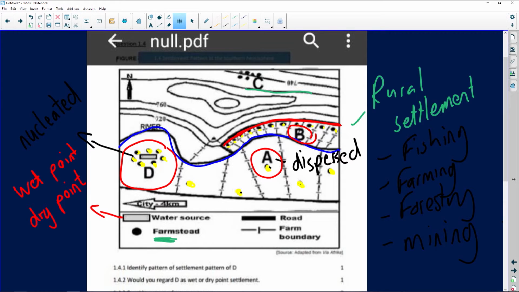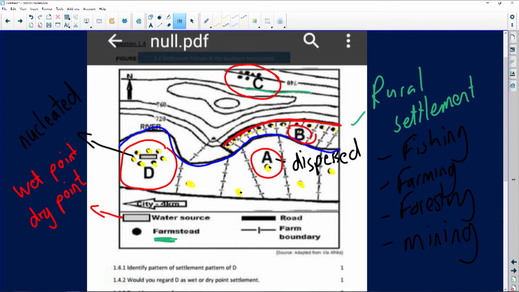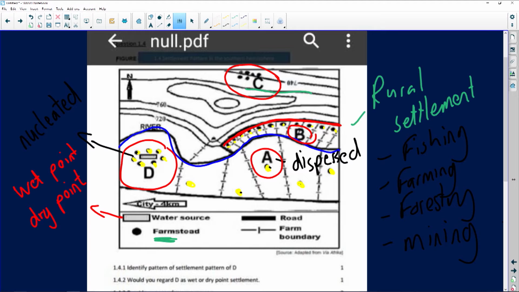Now, the best possible way to explain this to you, I want you to have a look at dry point. Let's start with dry point settlements. Think of it this way. You need to be able to stay dry. So when settlements nucleate together, it is usually on high-lying areas such as C, that is definitely a dry point settlement, because as you can see, they are quite far away from the river, in case the river goes into flood. It's a dry point settlement, furthest away from the river.